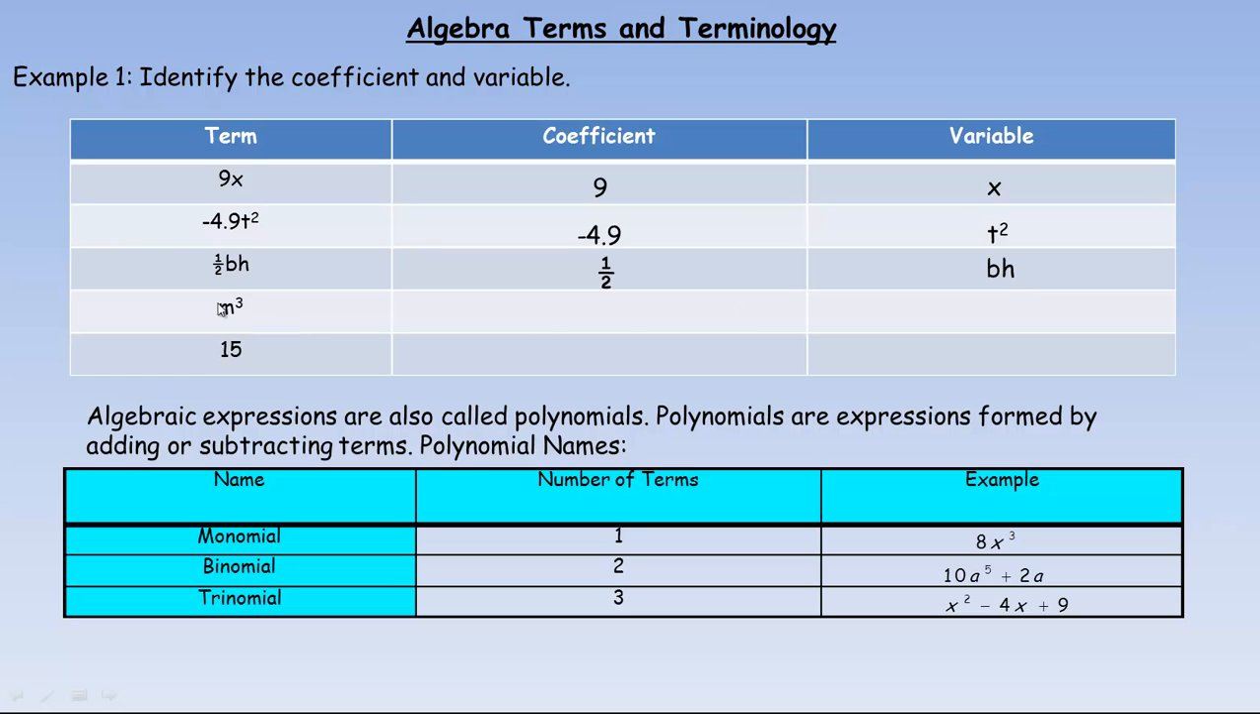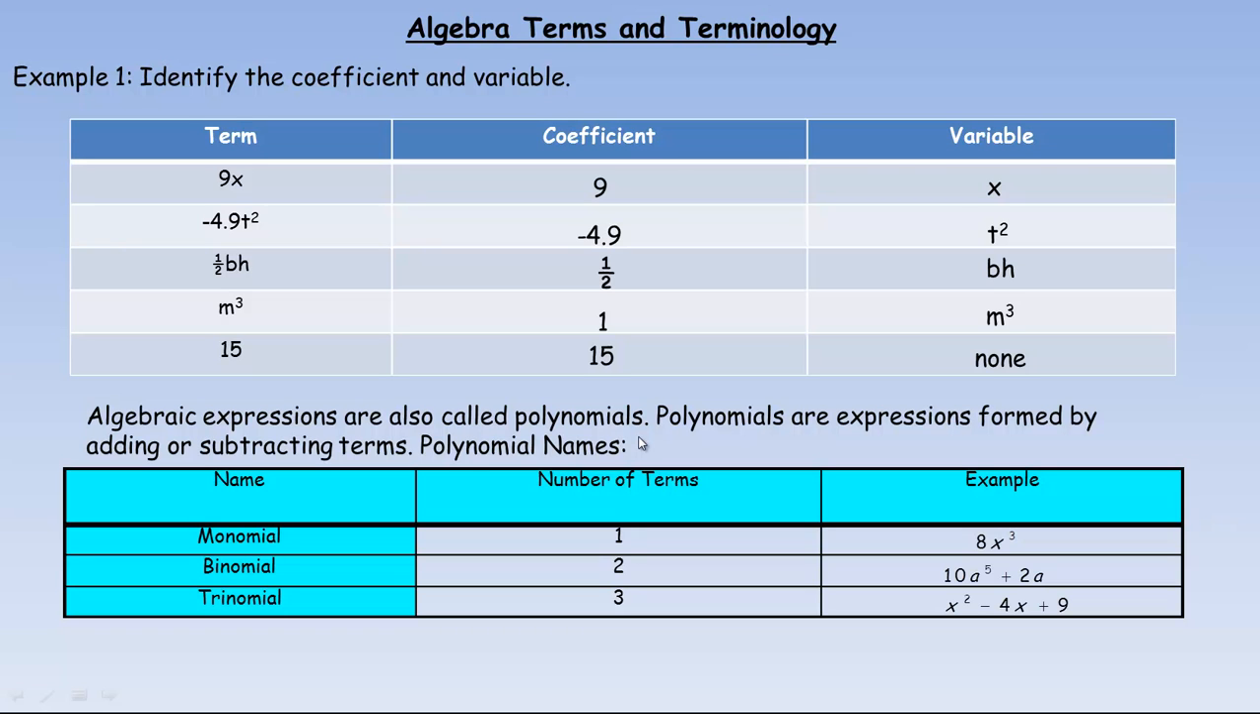In m cubed, now if you don't see a number in front, there's automatically a 1. So m cubed is the same as 1m cubed. So the coefficient's 1, the m cubed, or m to the power 3, would be the variable part. If you just see a number like 15, the 15's the coefficient, and there is no letter, so there is no variable part at all.